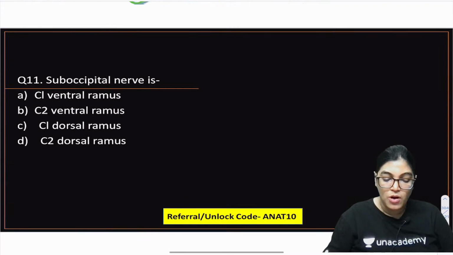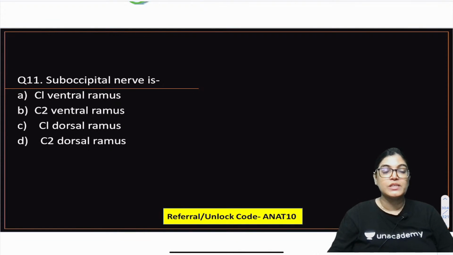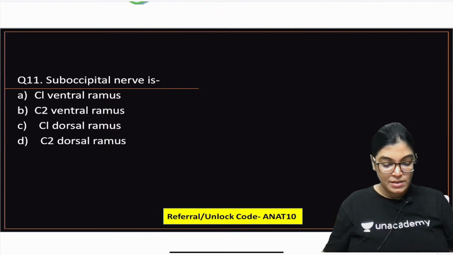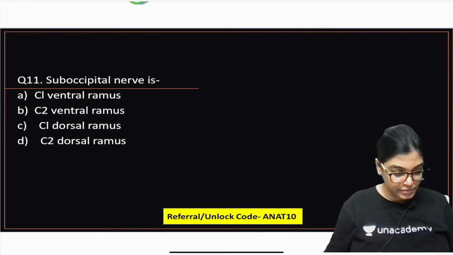Moving to the suboccipital nerve. Is it the ventral ramus of C1, dorsal ramus of C1, ventral ramus of C2 or dorsal ramus of C2? So what is the correct answer? Four options are there. Mark the correct answer. Suboccipital nerve is pierced by which of the following? Question number 11.